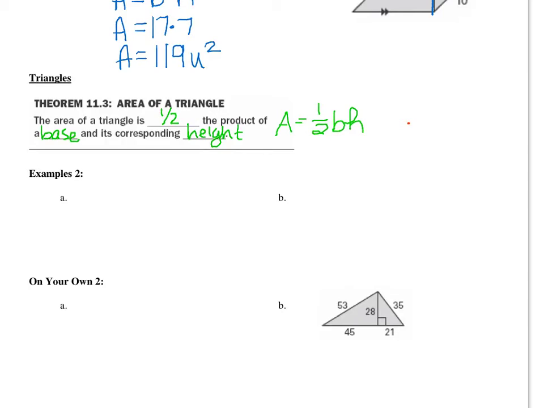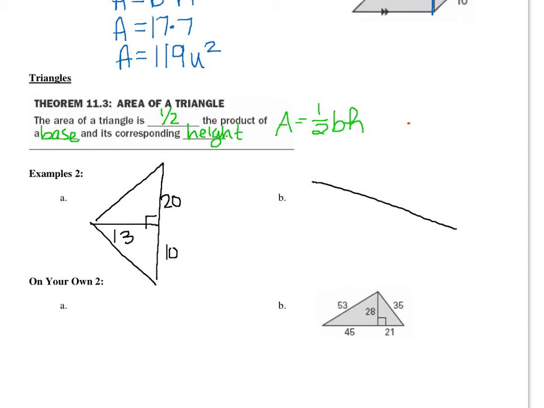So this example 2 here, I'm going to draw a couple pictures in. I'm going to do this triangle, put a right angle here, and say this is 13, down here we have 10, and right here we have 20. And then I might as well draw this next triangle in as well. This triangle I'm going to make look a little bit different. And then outside of it, I'm going to put this dotted line, and that means that's not part of the triangle.